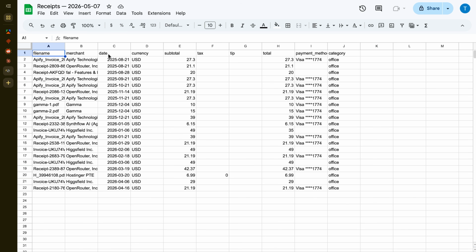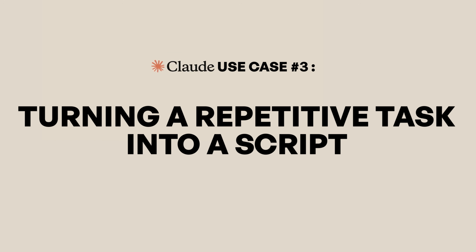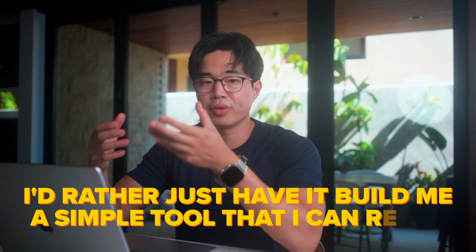Okay, so here's the thing though. I don't want to ask Cowork to do this every single month. So what if we actually just create a script that does this on its own? And that brings us to the third use case, which is basically turning a repetitive task into a script. So this next one is really important because you don't always want AI to redo the same task over and over. If I'm gonna process receipts every month, I don't want to keep paying Claude to think through the same problem again. I'd rather just have it build me a simple tool that I can reuse.